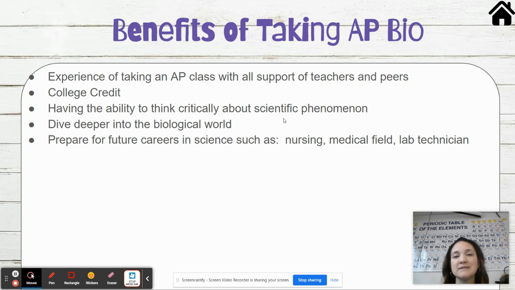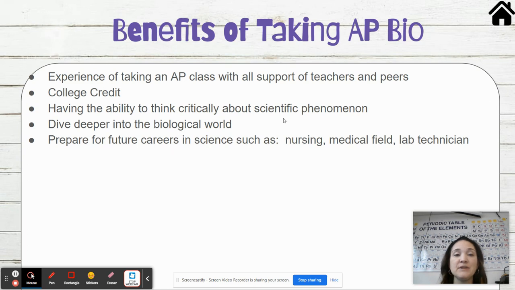And I think that's really nice and something that you may not see when you get to college, or at least not as frequently. You also get college credit. If you get a 3, 4, or 5, especially if you get a 3, you may get college credit from certain universities. Some universities require a 4 or 5. It really just depends on where you're going.